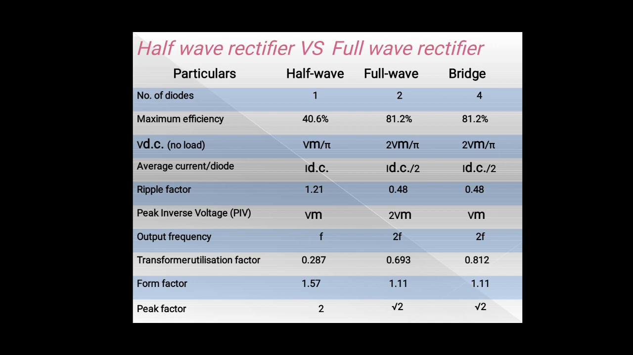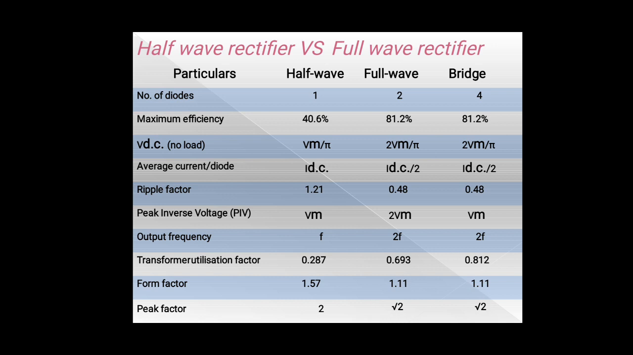What is the ripple factor? 1.21 in half wave rectifier, 0.48 in full wave rectifier and 0.48 in bridge rectifier. What is the peak inverse voltage? In half wave rectifier Vm, in full wave rectifier 2 Vm and in bridge rectifier Vm. What is the output frequency? In half wave rectifier it is f only, but in full wave rectifier it is 2f.